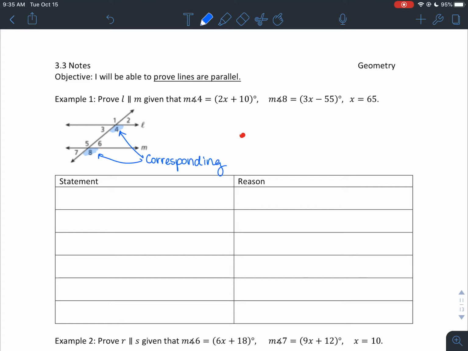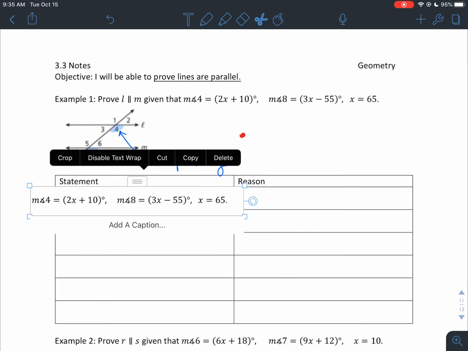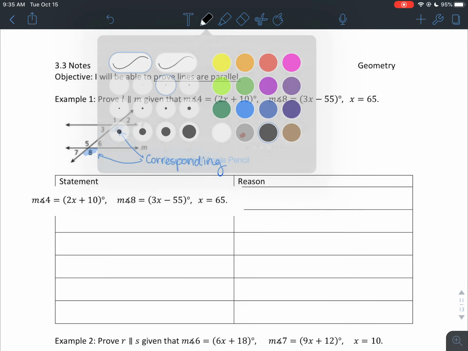I know those angles are corresponding. And the biconditional statement says that corresponding angles are congruent if and only if those two lines are parallel. So if corresponding angles are congruent, that would tell us that those lines were parallel, which is what I'm trying to do. But first things first, let's state our givens. So our givens are right here. And so I'm just going to copy and paste my givens. And of course, I'm going to write given.